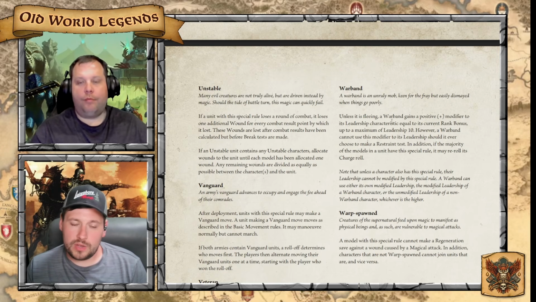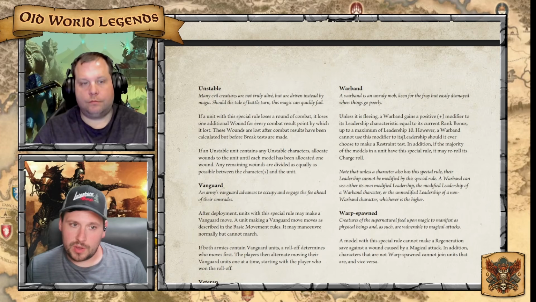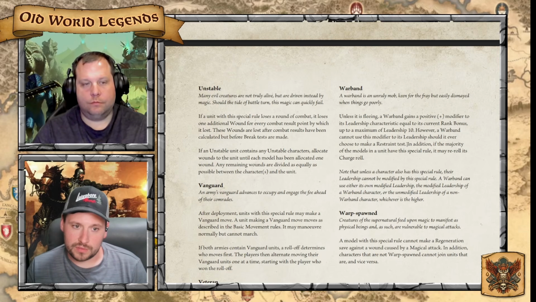And then, let's say cavalry, right? They can only ever get a rank bonus of +1. So Warband can give you bonuses to leadership. However, that bonus cannot be used for restraint tests or, as per the latest FAQ, for impetuous tests. So if you're impetuous and you have Warband, you still have potentially like leadership 6, right? If you're kind of lower down on the totem pole.